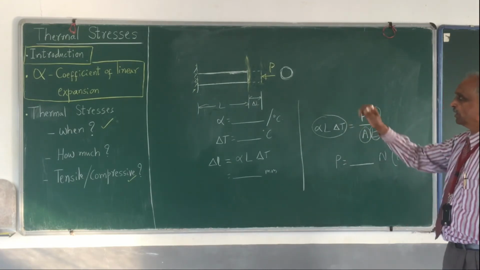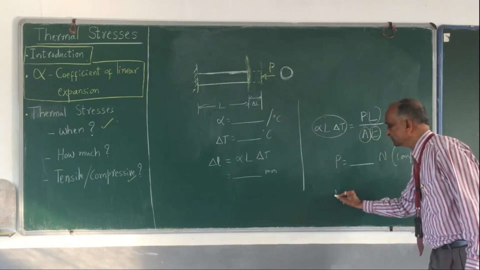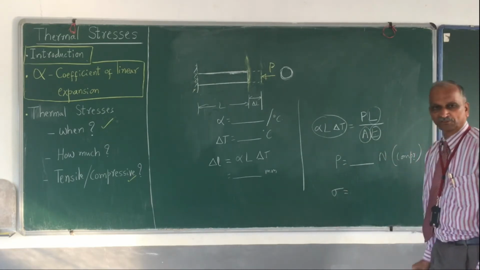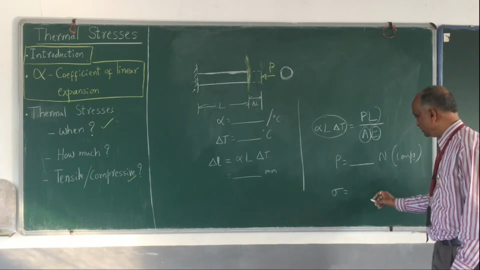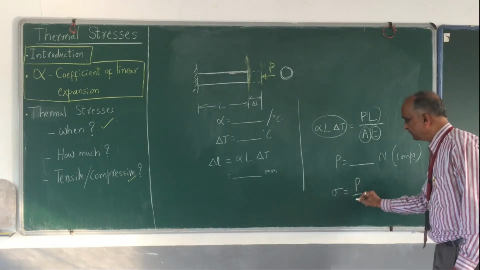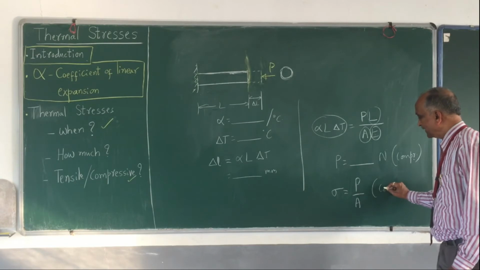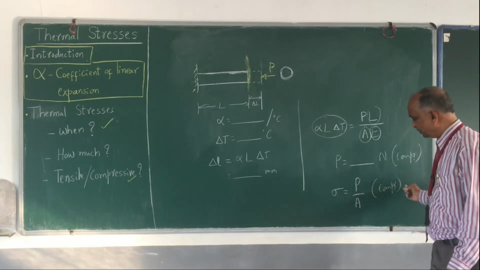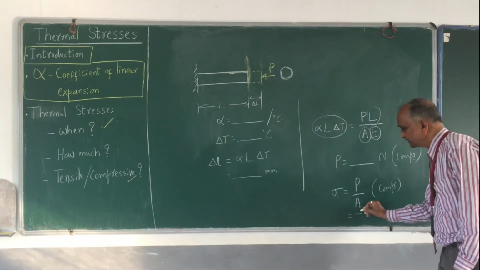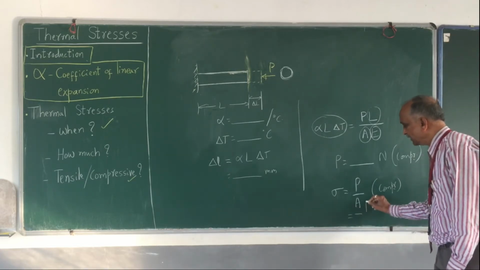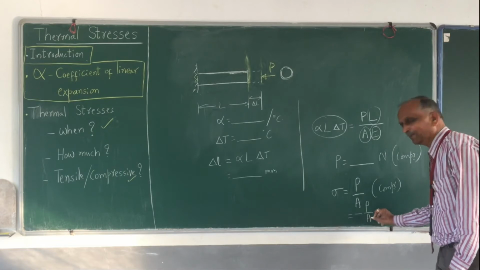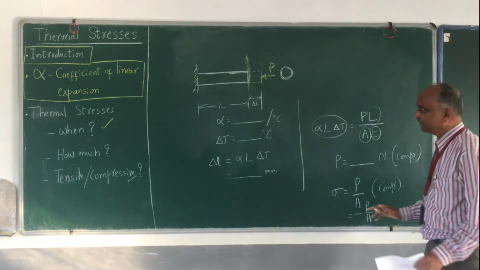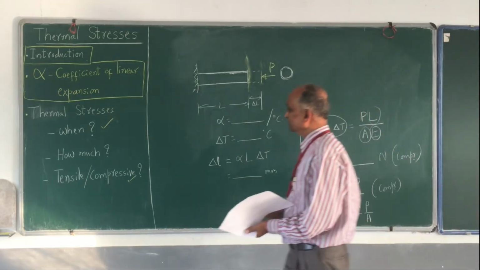So I want to know what is the thermal stress induced. Thermal stress, sigma, normal stress. So it is compressive in nature. So P divided by area, and inside bracket I write compressive. Another way is, if you don't want to write compressive, then you write it as minus. Why minus? Because it is compressive. Minus P by A. Okay, this is how we calculate the stress.